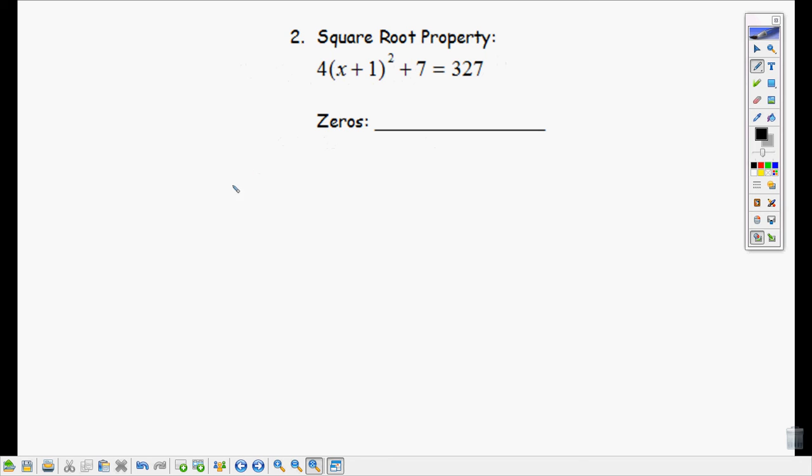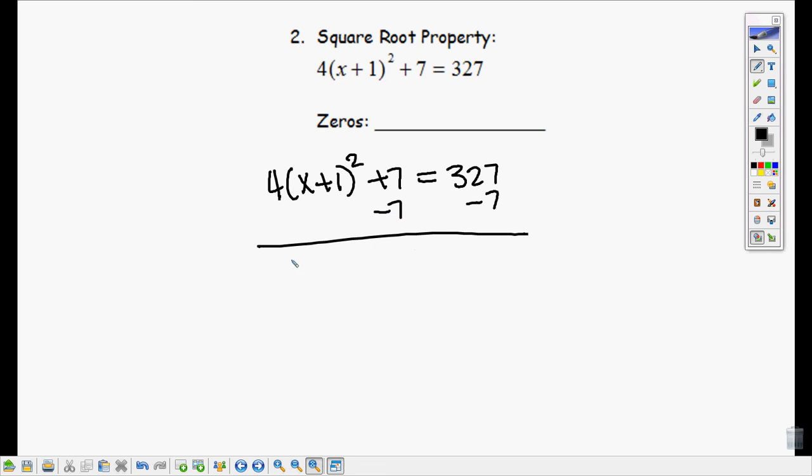So the second one is the square root property. Remember, for the square root property, the idea is to get the squared term isolated and then square root both sides. When we're simplifying an equation, we do PEMDAS in order. When we are solving for something, we do PEMDAS in reverse order. So I am going to subtract 7. So add and subtract first.